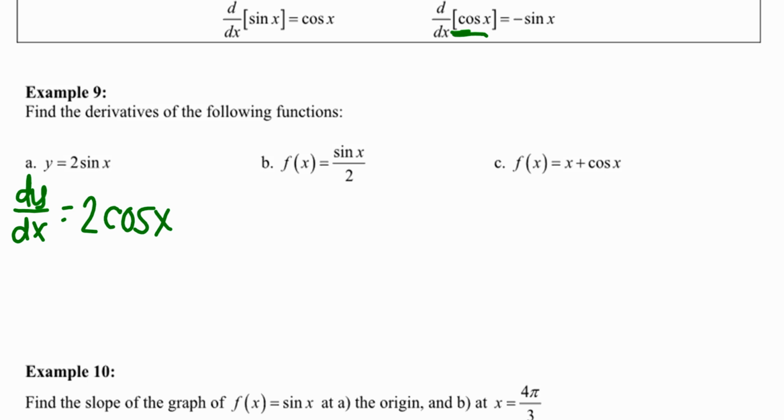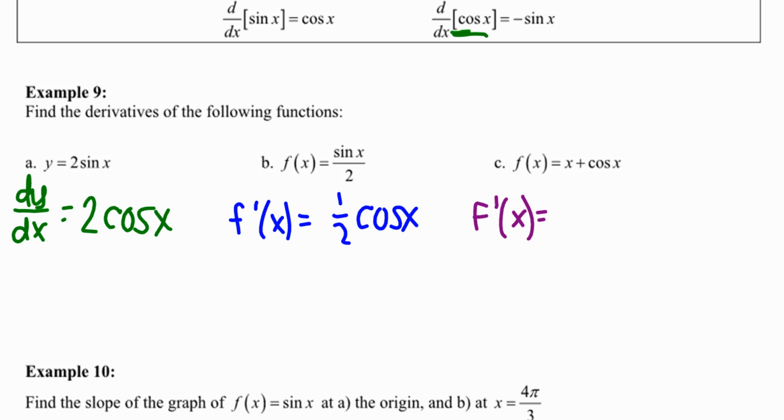This one we have f prime of x is going to be equal to 1/2 derivative of sine, cosine. Not too bad. Some of these are actually easier than the polynomials. Oh no, we're combining them. Alright, derivative of x is 1. Derivative of cosine is negative sine. So you should memorize these, okay? And usually anything in a box you should memorize.